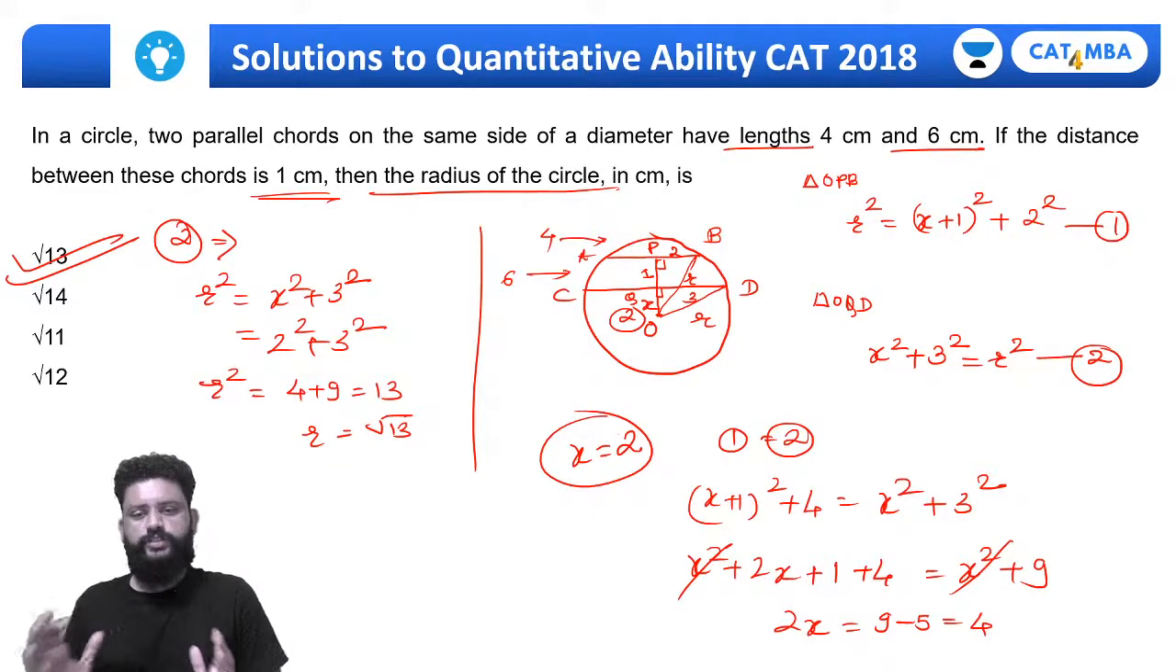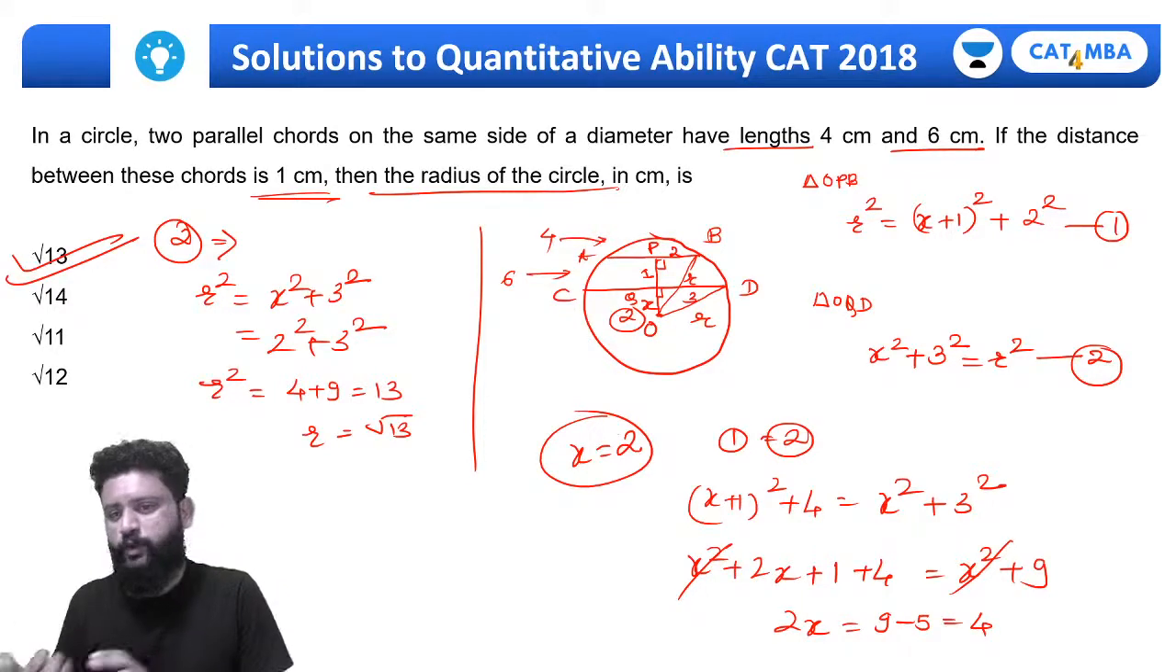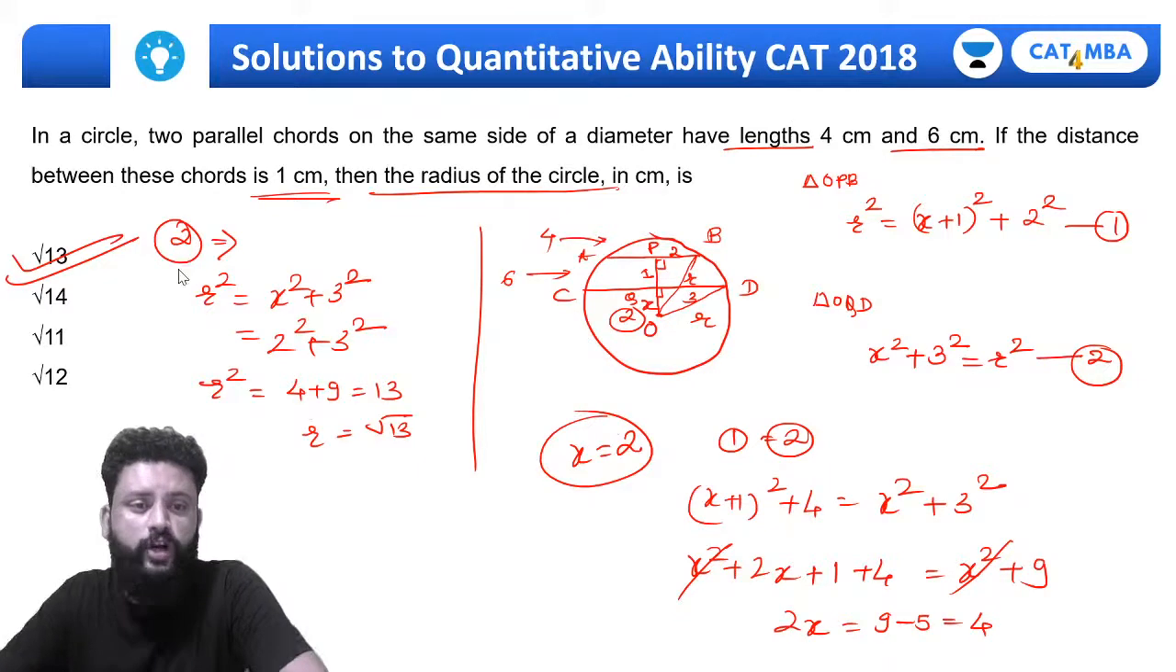Again, a bit easy. You just need to know that when we draw a perpendicular from the center to a chord, that perpendicular bisects the chord. And if we join the midpoint of the chord to the center, then definitely that is perpendicular to the chord.